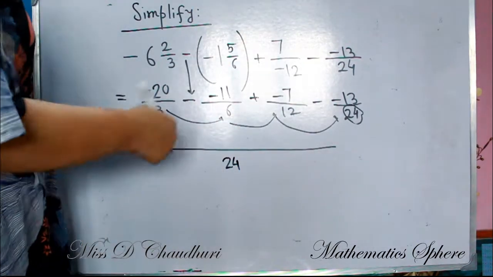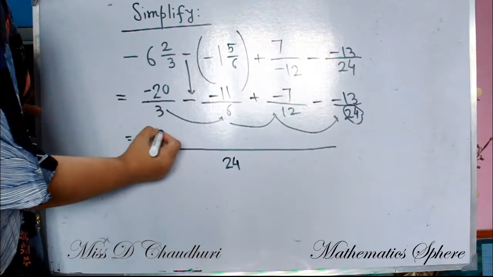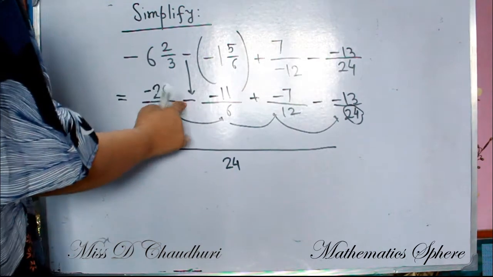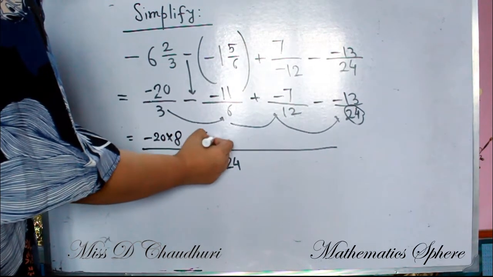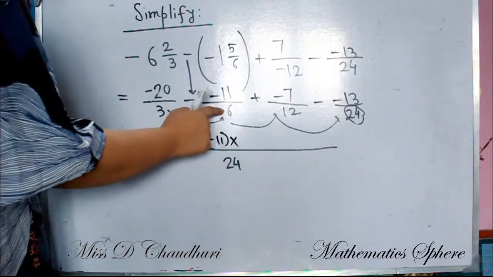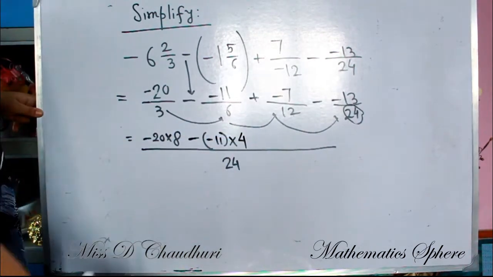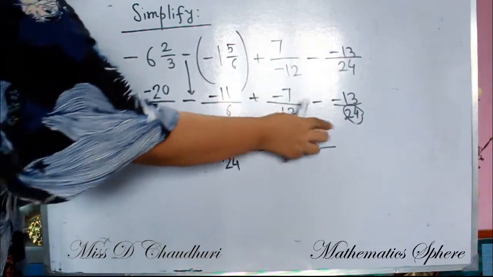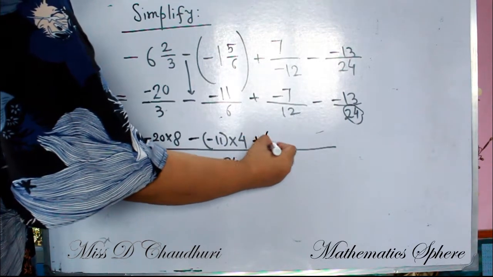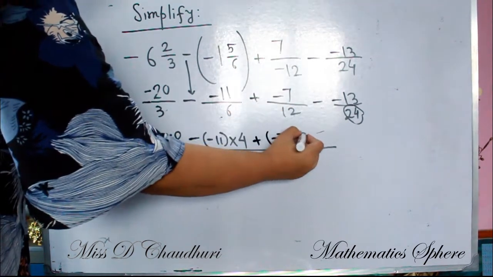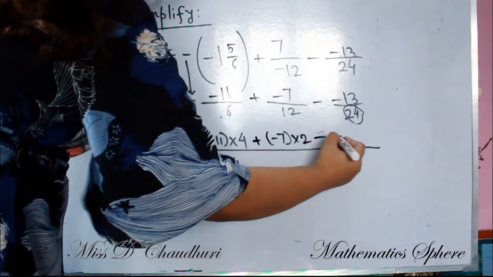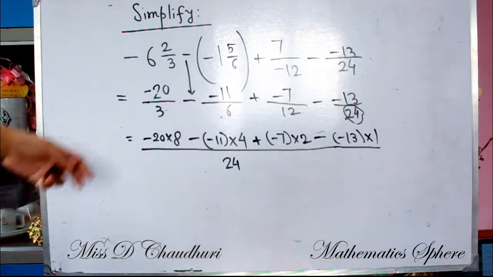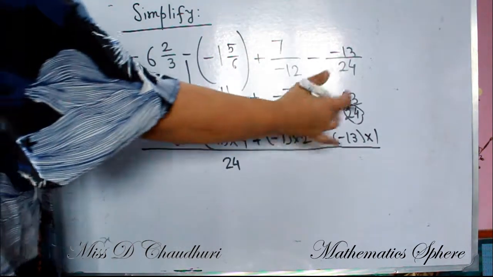Now adjustments. So this is minus 20 into what will come, 3 8s are 24, so this will be 8. Now this minus, let it be like this. This is minus 11 into 6 4s are 24. Now see, this is plus of minus 7 into 2, and this is minus of again minus 13 into 1 only. Again I'm saying you can skip this step, but be very careful, many signs have come already.